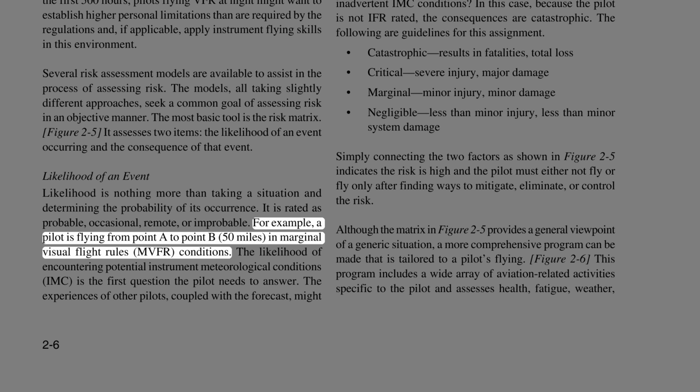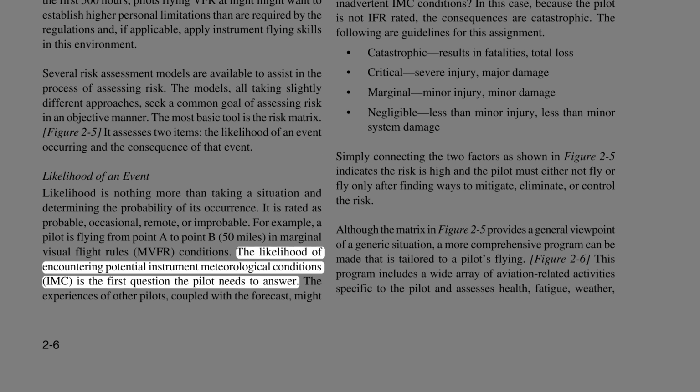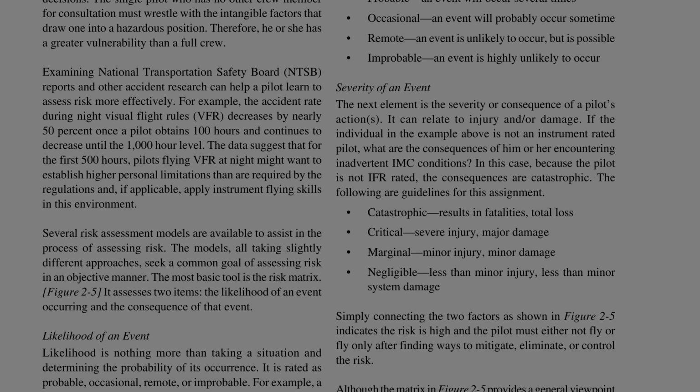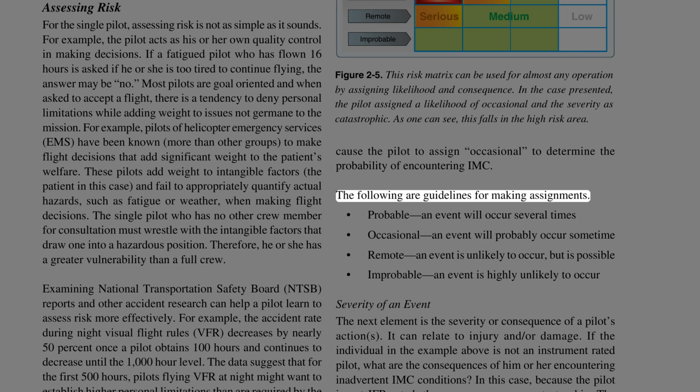For example, a pilot is flying from point A to point B at 50 miles in marginal visual flight rules (MVFR) conditions. The likelihood of encountering potential instrument meteorological conditions. The experiences of other pilots, coupled with the forecast, might cause the pilot to assign occasional to determine the probability of encountering IMC. The following are guidelines for making assignments.